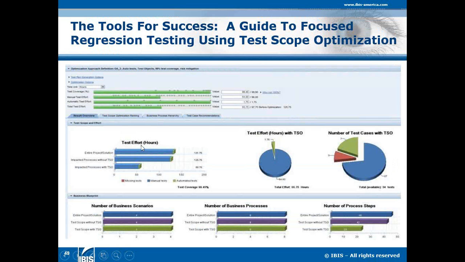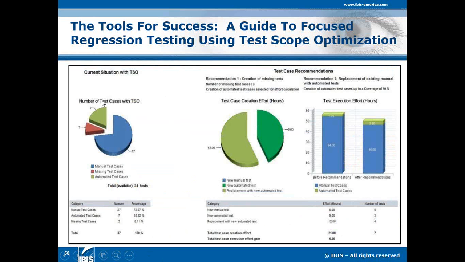Here we see the test effort for the entire project, for the impacted processes without test scope optimization, the integrated processes with test scope optimization, the test effort in hours, the number of test cases with test scope optimization broken out by scenario, process, and process step.